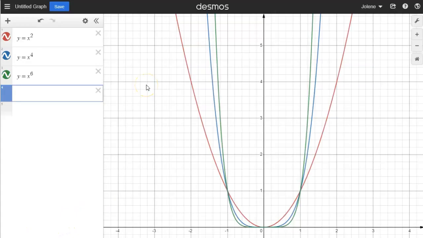All right, so here I have graphed those 3 functions in Desmos. All right, so I have x squared, x to the 4th, and x to the 6th. And you can see that they all have the same general U shape. Now they're a little bit different.